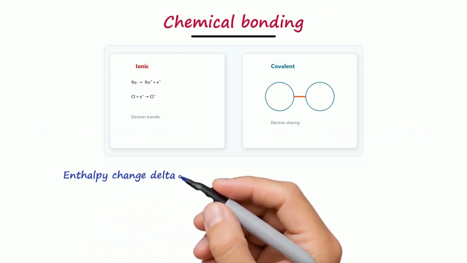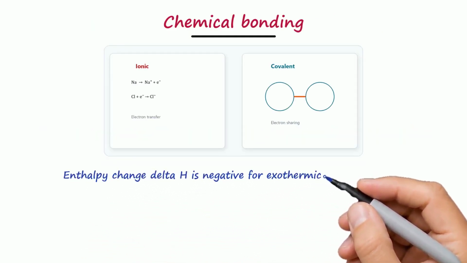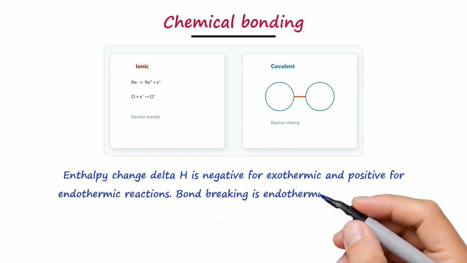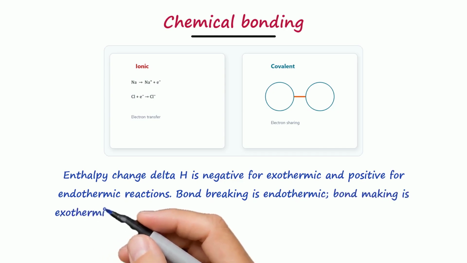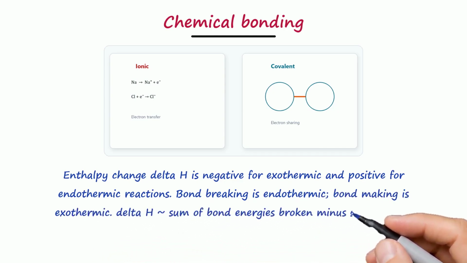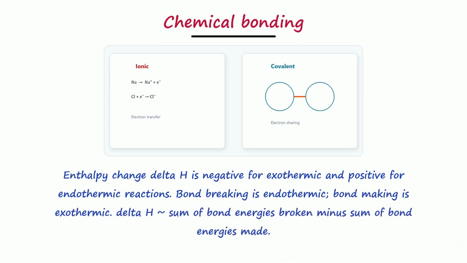Enthalpy change delta H is negative for exothermic and positive for endothermic reactions. Bond breaking is endothermic, bond making is exothermic. Delta H ≈ sum of bond energies broken minus sum of bond energies made.